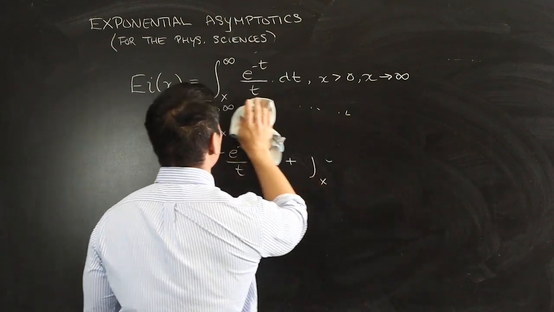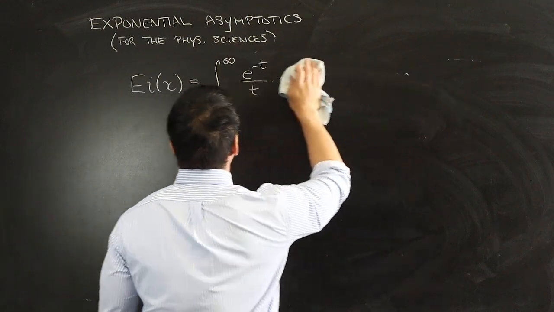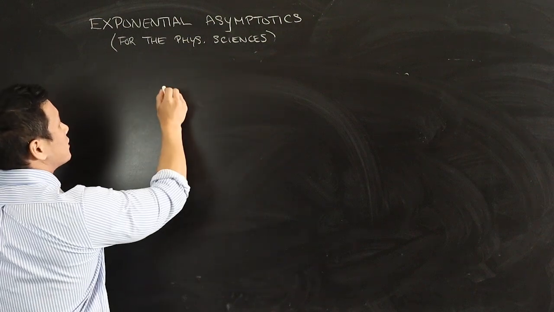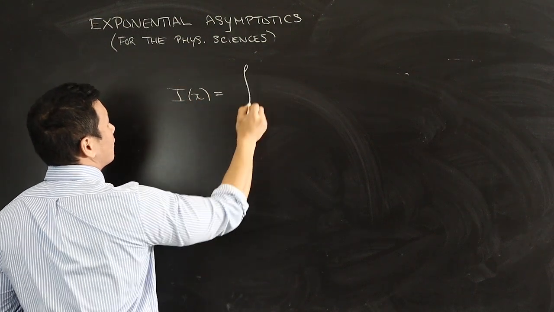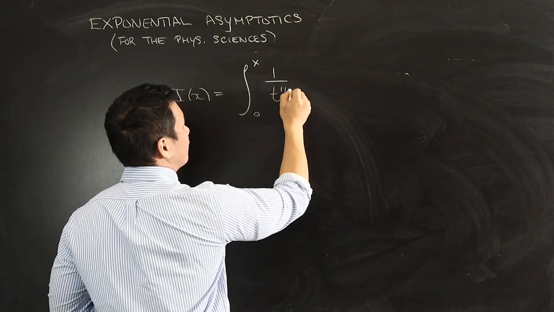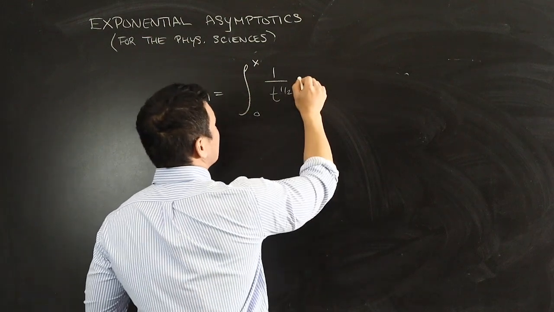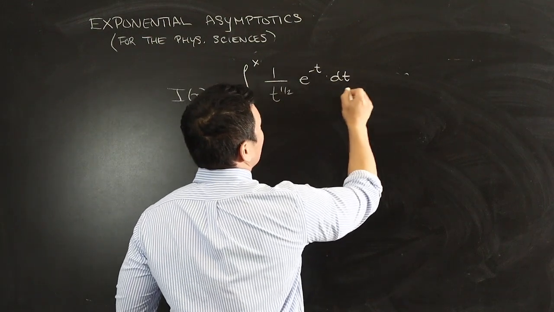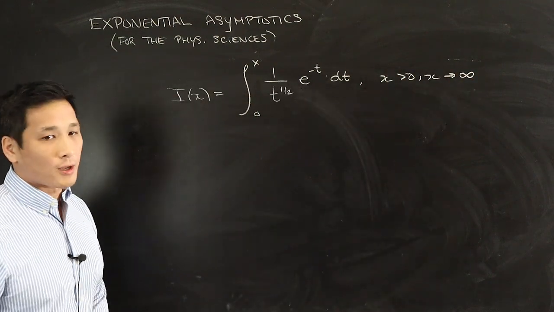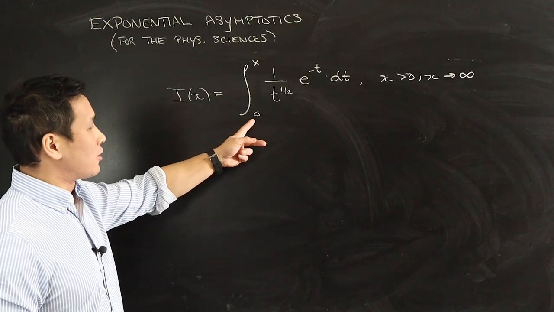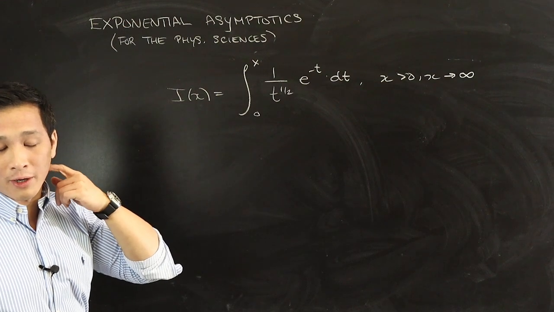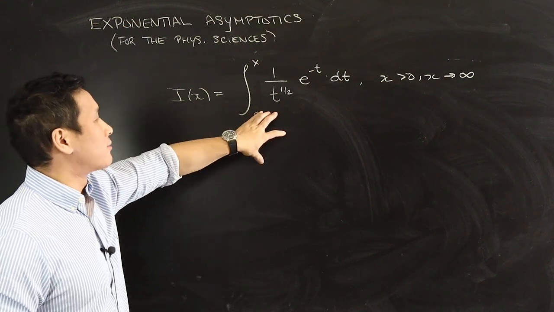But let's just write that down and then have a look at it. But you can read it for yourselves. So another example that I give in the notes is this function I of x, the integral from 0 to x of 1 over t to the 1/2 times e to the minus t dt. Again, x is positive and x tends to infinity. Now, this function is integrable at 0, even though it's got a mild singularity, because this thing is less divergent than the harmonic function 1 over t. So that thing is integrable.